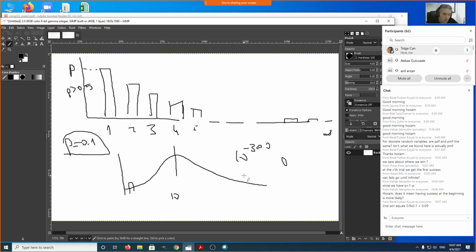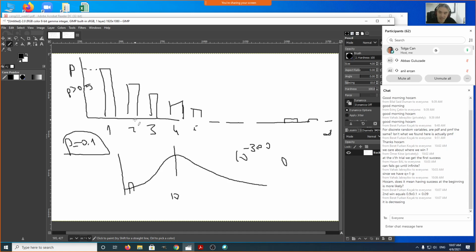The probability of obtaining the first success exactly at the second trial is this. Since we're always multiplying numbers, it's going to be 0.9 times that. So it's always going to be decreasing, right? Yeah, you're right. So yeah, it may be true. So it's always highest at the beginning.